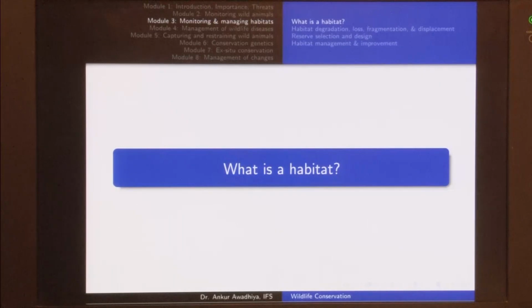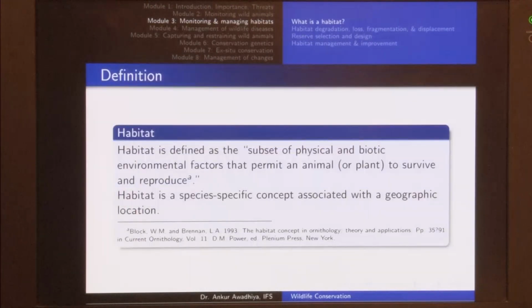What is a habitat? As you can see on your screens, habitat is defined as the subset of physical and biotic environmental factors that permit an animal or a plant to survive and reproduce. It is a species specific concept associated with a geographic location.